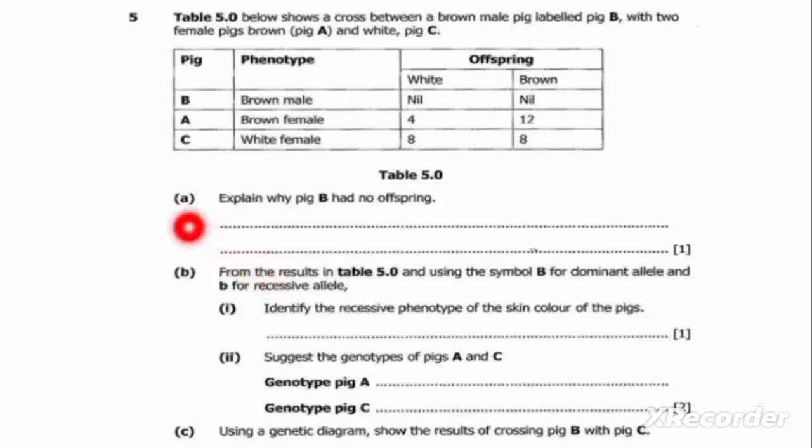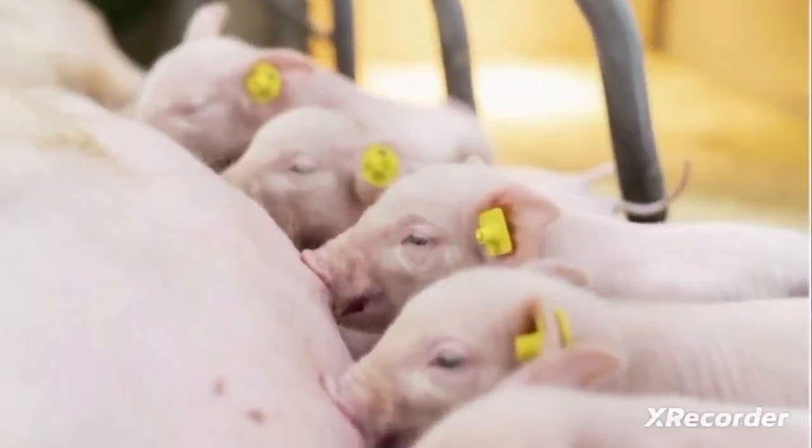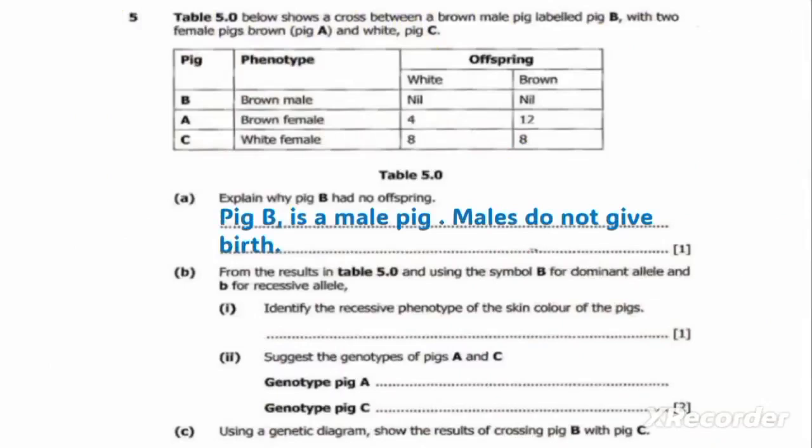The first question leads: explain why pig B had no offspring. So we all know that pig B is a male pig. We know that a male pig does not bear offspring. Therefore we are going to say pig B is a male pig and it cannot bear offspring. Males do not give birth.